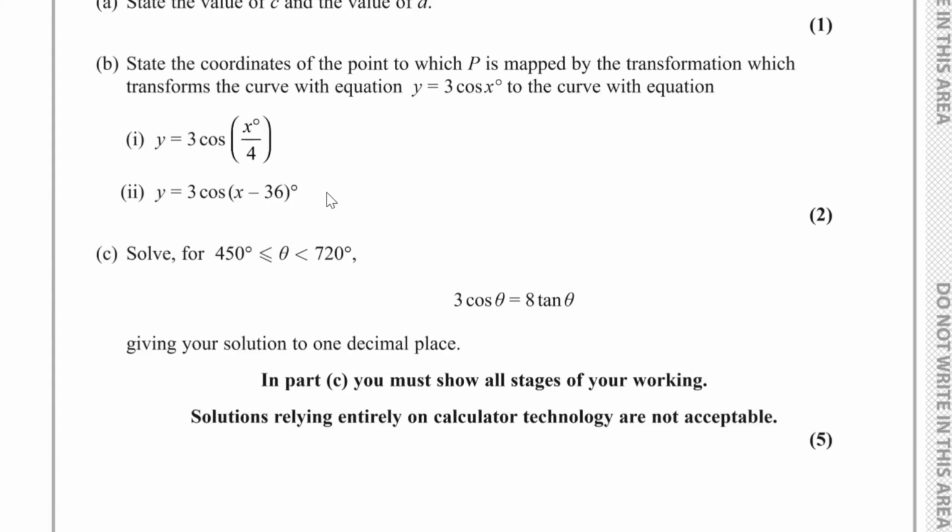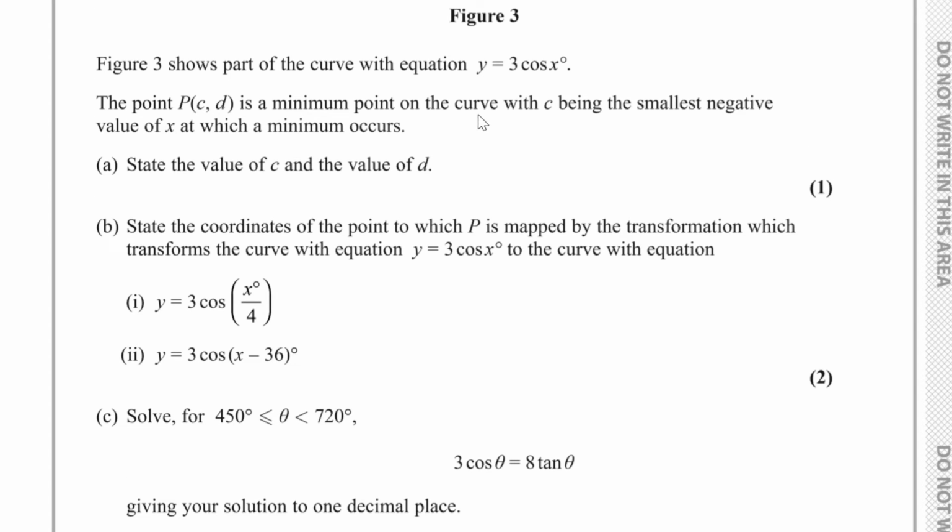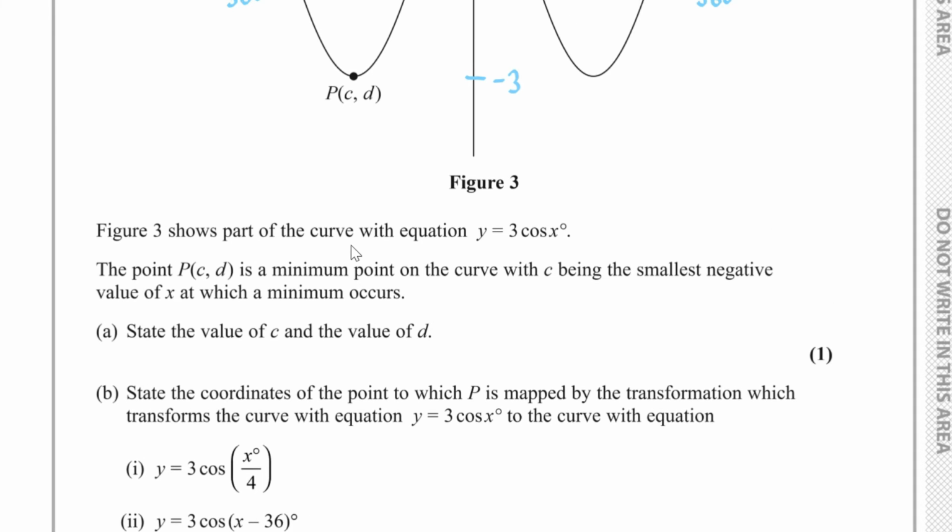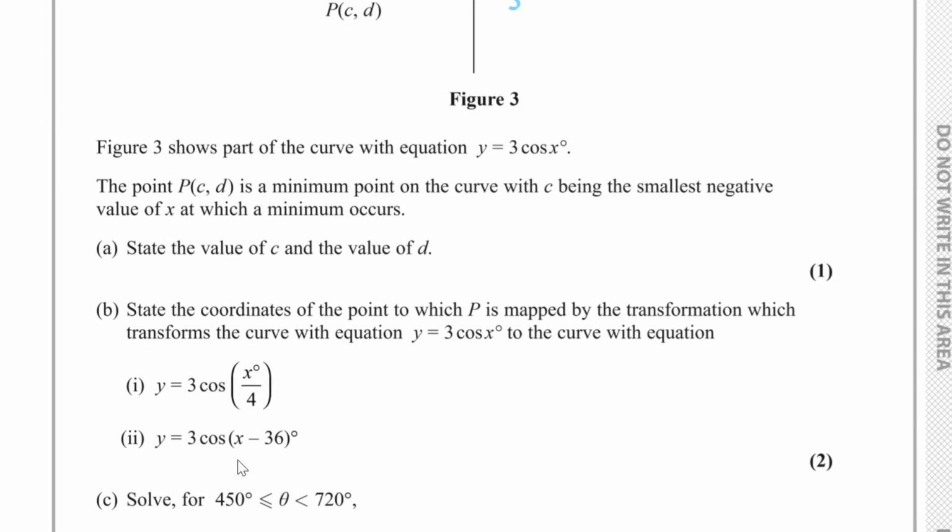Okay, so going from y equals cos x to y equals 3 cos x to y equals 3 cos of x over 4, and then y equals 3 lots of cos of x minus 36, we see that we have two transformations going on. One of them is a stretch, and that takes into account the 3. The other, in this case, is a stretch in the x direction, and in this case we have a translation in the x direction.